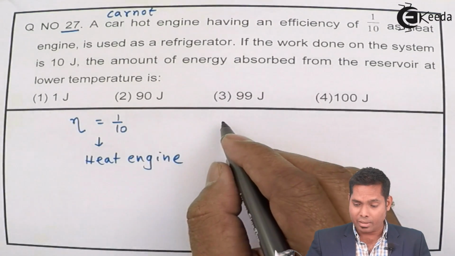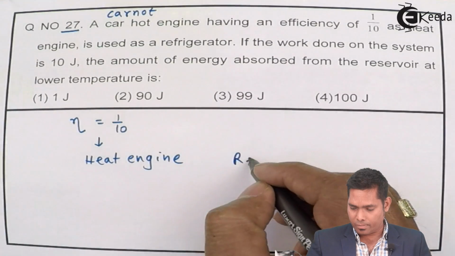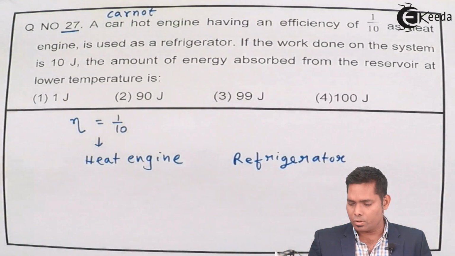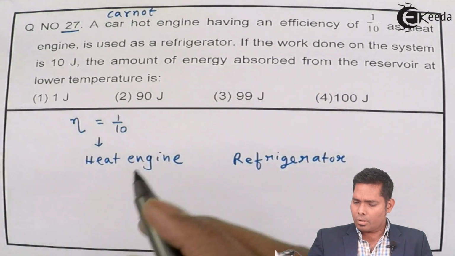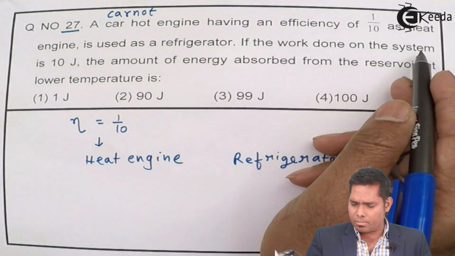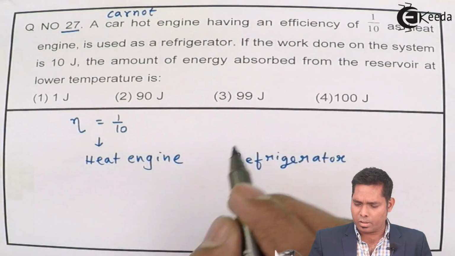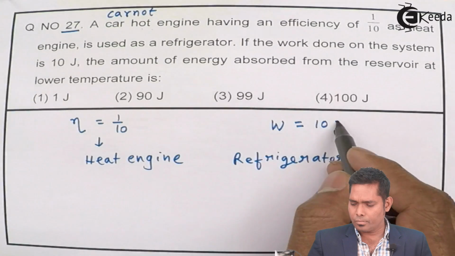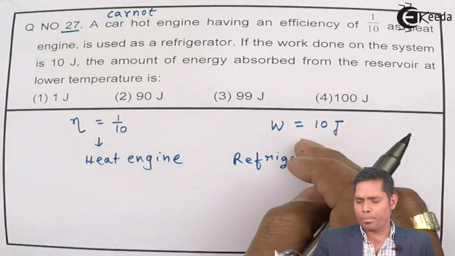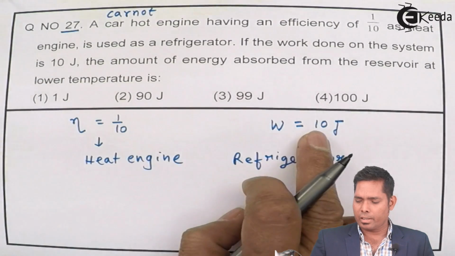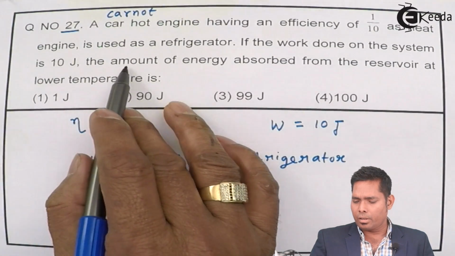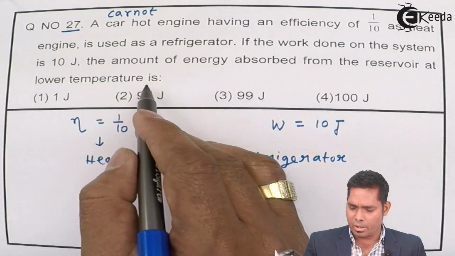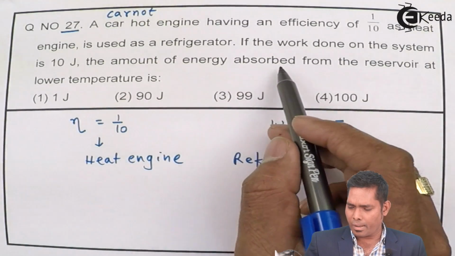And this Carnot engine is used as a refrigerator. If the work done on the system is 10 joule, because the working of a refrigerator is that you have to put some work. This is the input energy, the electrical energy you supply. The amount of energy absorbed from the reservoir at low temperature is, so what is that amount of heat absorbed?